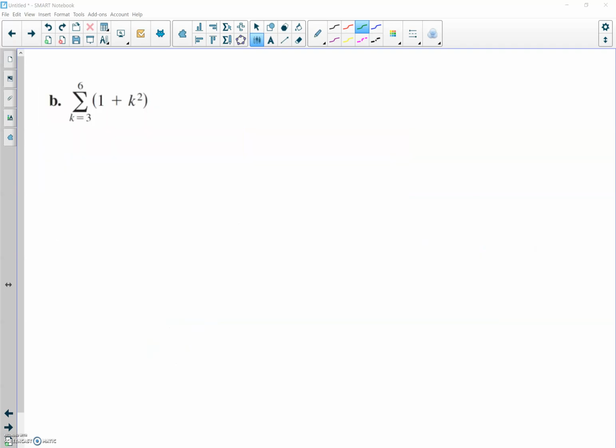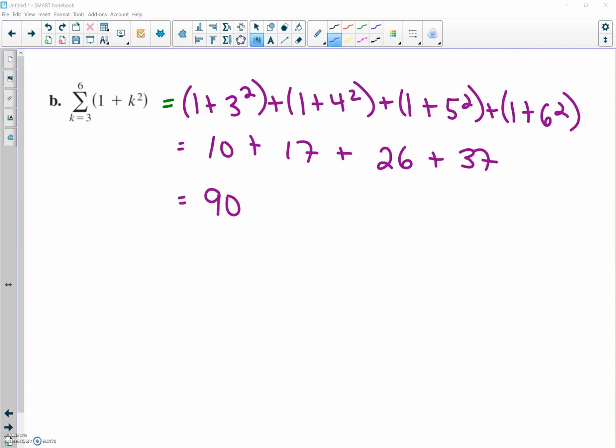Next example, we're finding the sum of 1 plus k squared, when k is 3 up through 6. Notice we are not starting with 1 anymore, we're starting with 3. So go ahead and find that sum. Notice each parenthesis here is a term in our summation. So this here, the summation notation, helps us to write out each term of our sequence before finding the sum. So each of these 4 are 4 terms of our sequence, 1 plus k squared, and the summation from 3 to 6 of our sequence is 90.